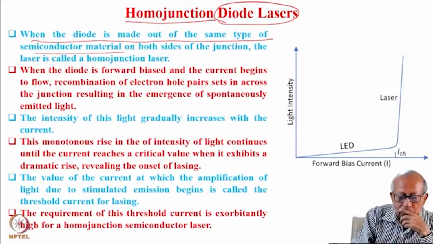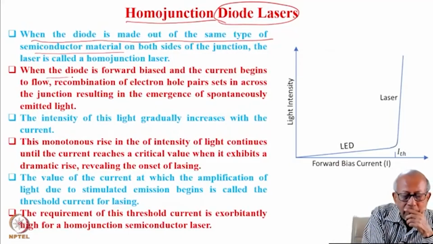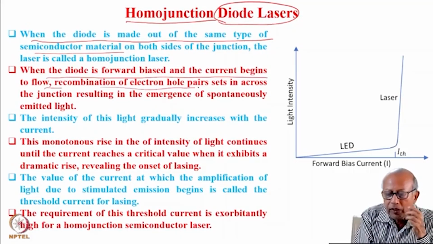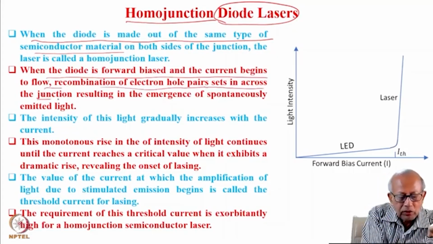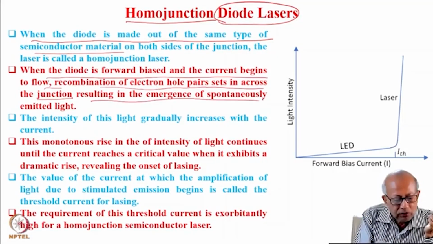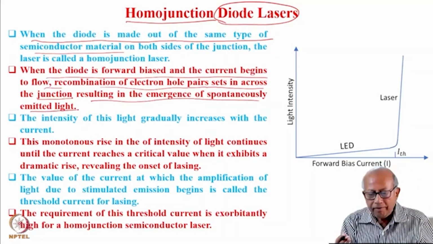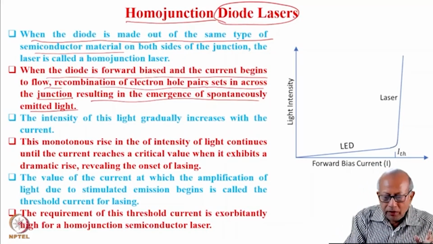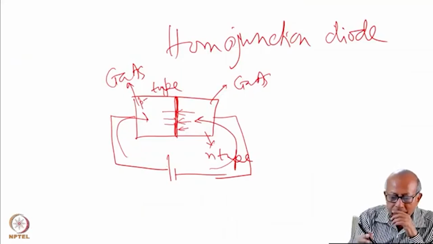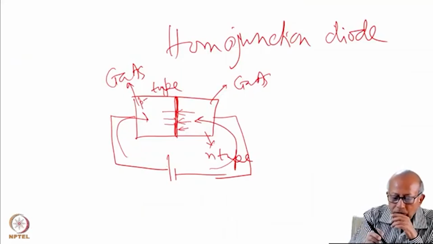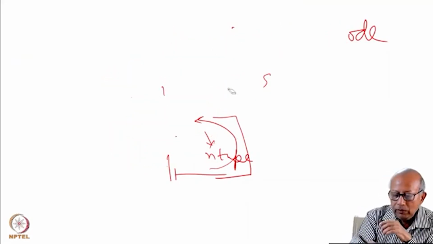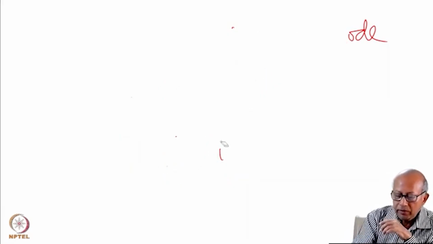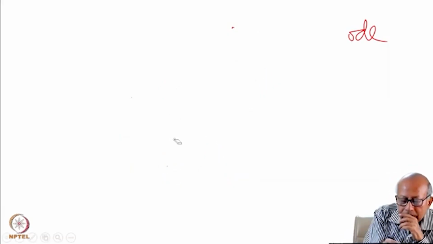So see, when the diode is forward biased and the current begins to flow, recombination of electron hole pairs sets in across the junction, resulting in the emergence of spontaneously emitted light. So we know that light will be emitted spontaneously. So we do a quick experiment where we measure the intensity of the light emitted by this junction.